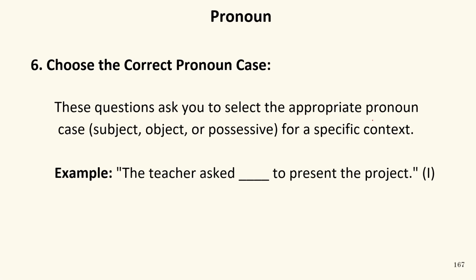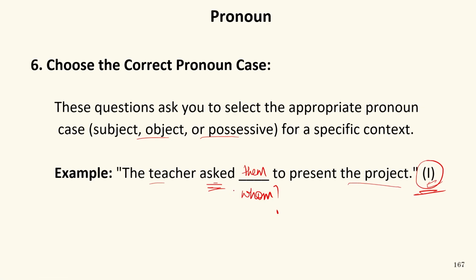The questions ask you to select the appropriate pronoun, subject, object, or possessive for a specific context. The teacher asked dash to present the project. Now you have to use the particular required case. So the teacher asked. Now whom did they ask? So we need the answer of whom, and whom represents object. So we need an objective case over here. So asked them. The teacher asked them to present the project.